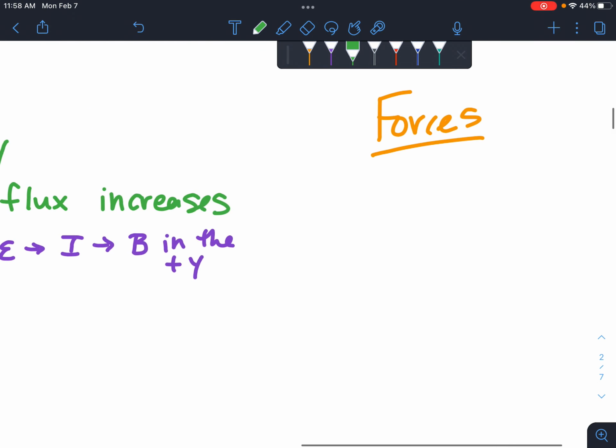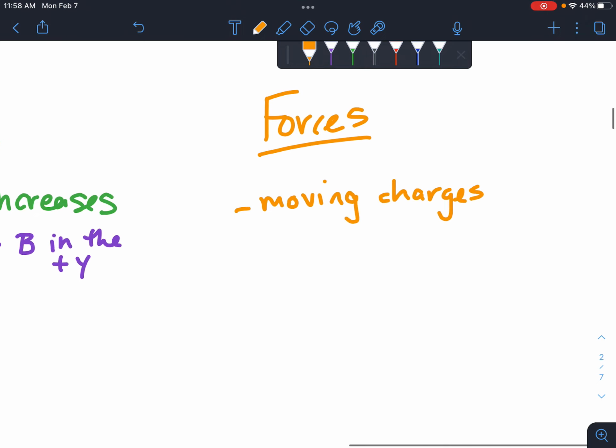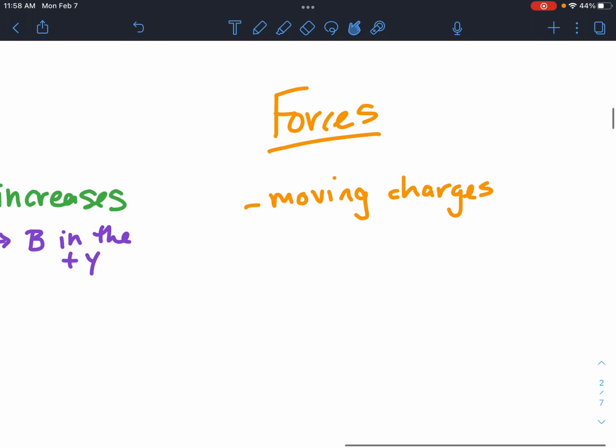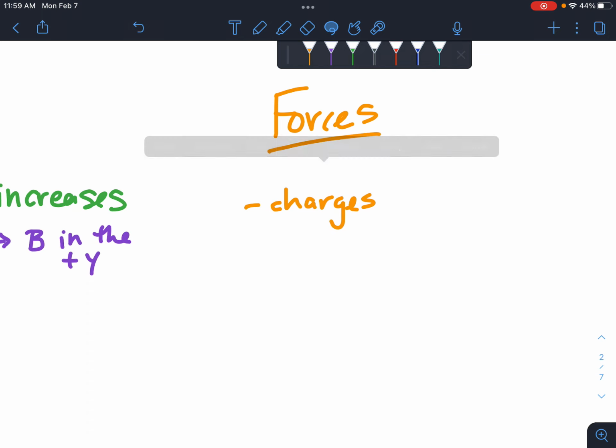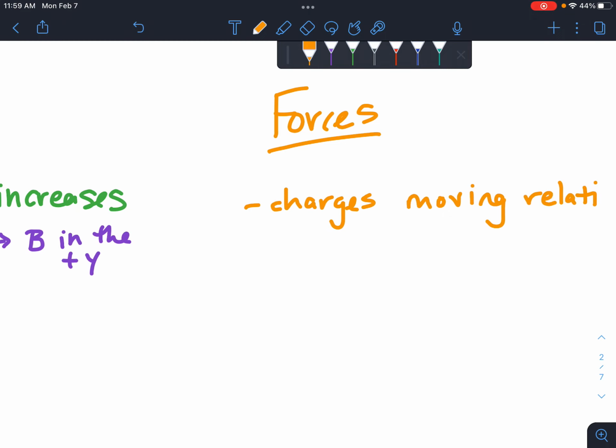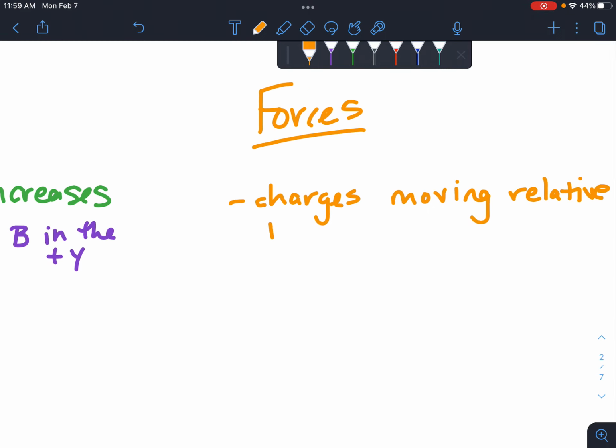Okay, so the forces, we have the moving charges. Now remember, they're not actually moving because the ring is stationary, but relative, right? Charges moving relative to the field. I should probably put that instead. To the field, experience a counterclockwise force.